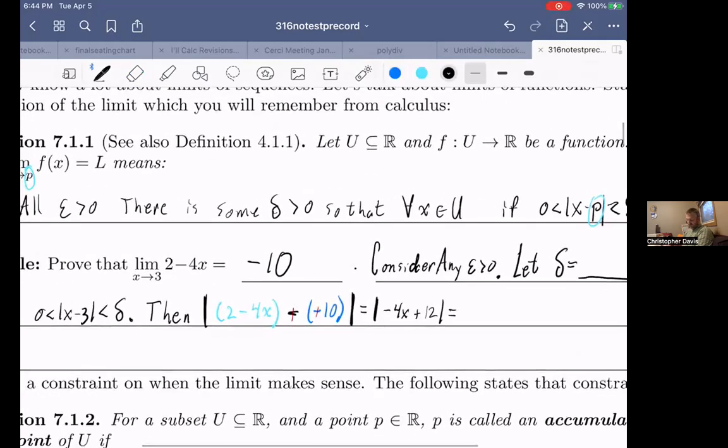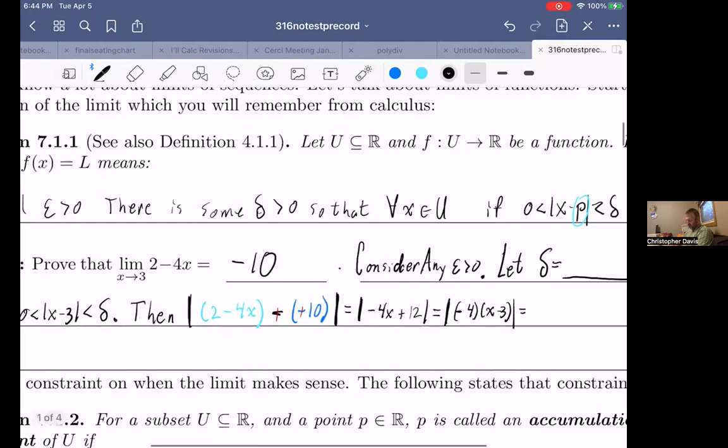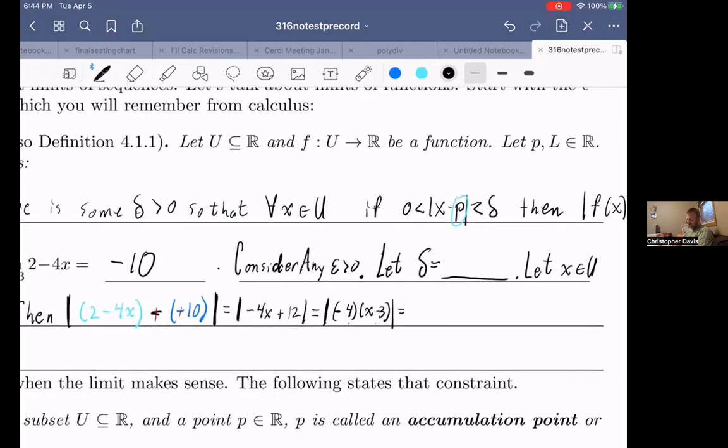All right, so let's manipulate this. So maybe I'll do this to that expression. That's absolute value of negative 4 times x minus 3. All right, that factorization is true. Oh, but this is a constant times a thing in an absolute value. I can pull the constant out at a cost of making it positive.